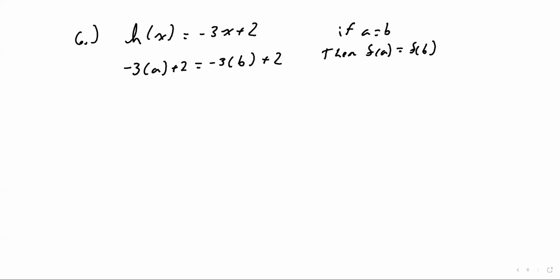How would I solve for a? Good. Subtract 2 on both sides. Those should cancel. I'm going to go ahead and get rid of the parentheses. So that's going to make it negative 3a equals negative 3b. Then what would you do? Divide by negative 3.